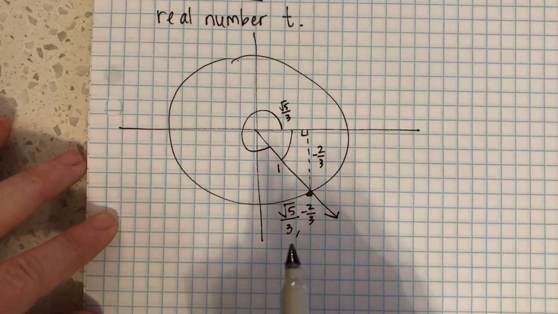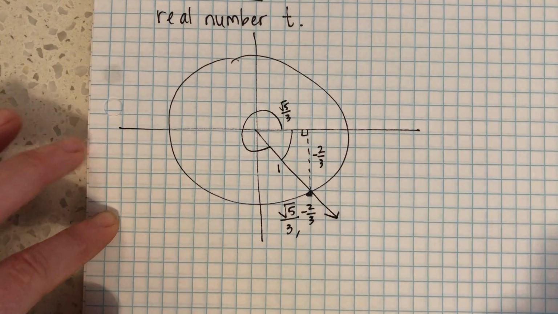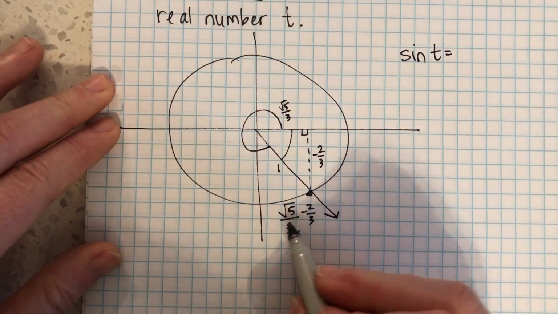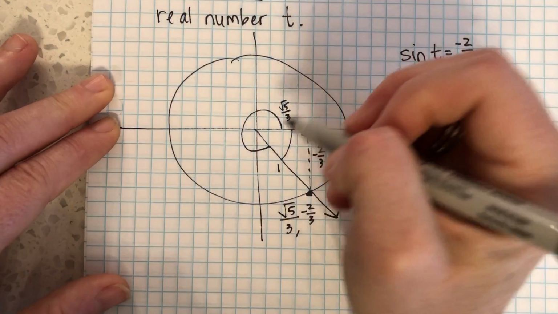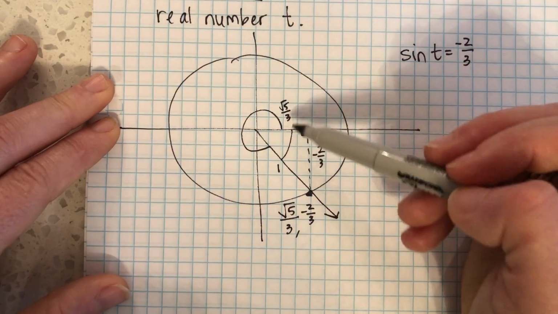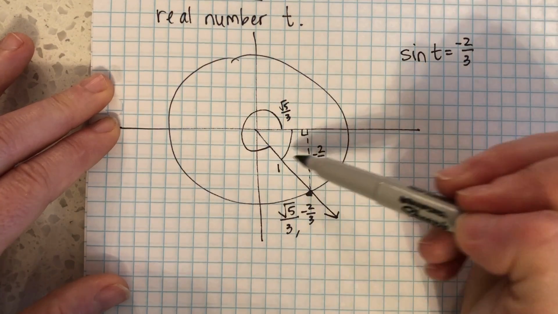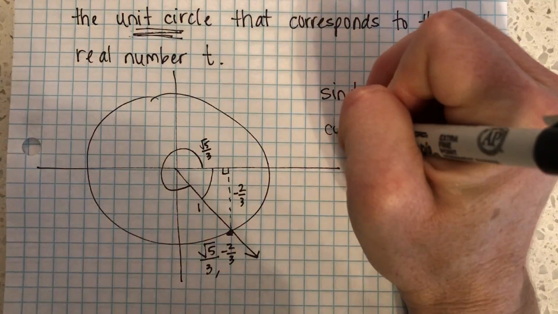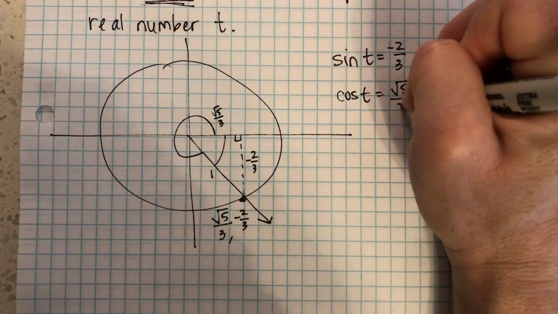The minute they tell you this is on the unit circle, you know that the x-coordinate is the cosine and the sine is the y-coordinate. So sine t is the y-coordinate, negative 2/3. Or if you looked at this triangle, O over h is negative 2/3 over 1, or a y-coordinate over a radius. The cosine of angle T is the x-coordinate, so that's positive root 5 over 3.